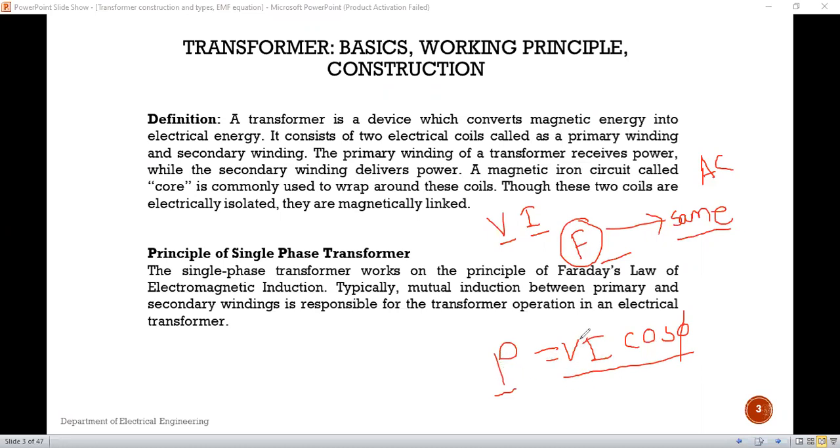Power is the same. If the voltage increases, that means to keep the power constant, the current should decrease.